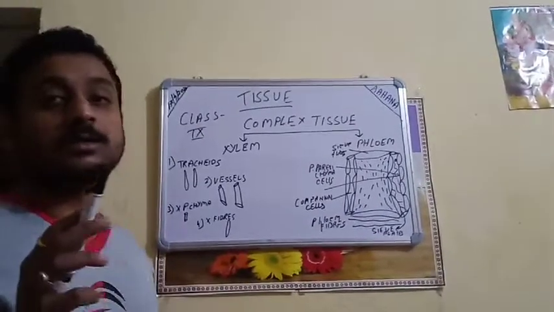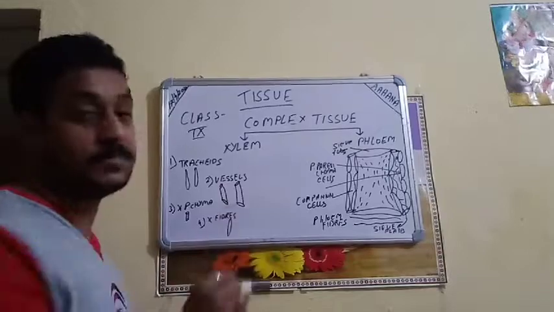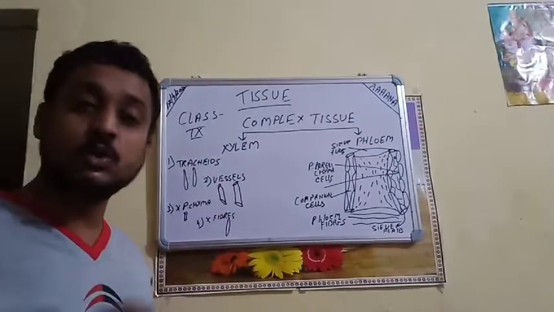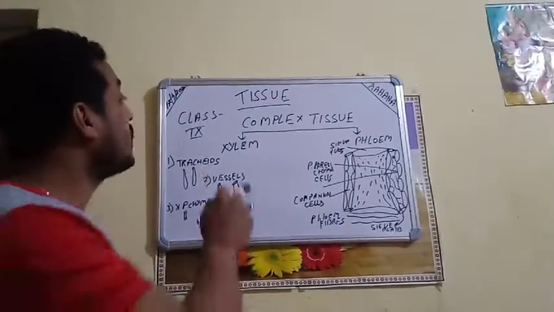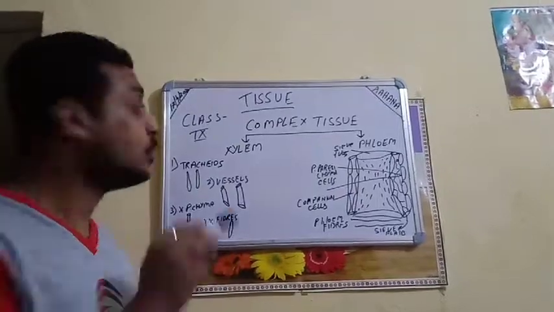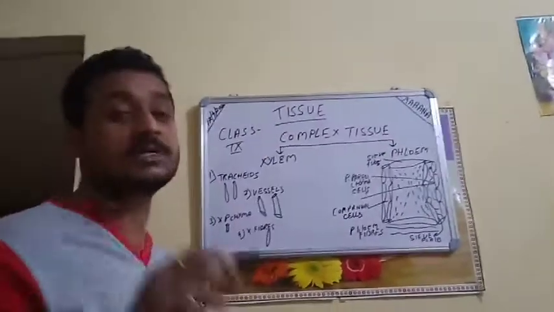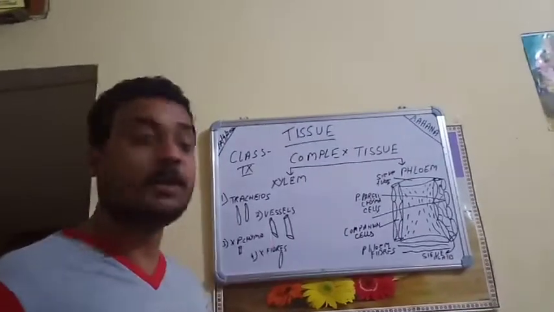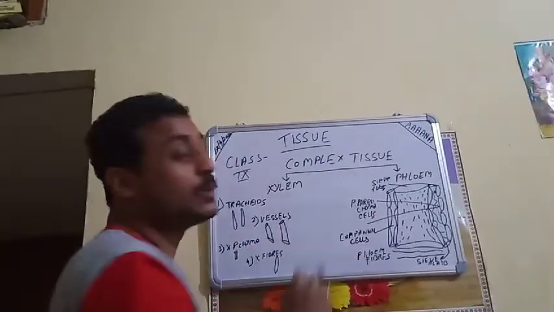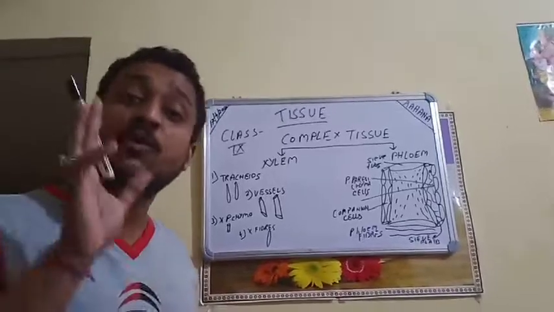Today, the chapter for class 9 is tissue. Yesterday, we were going through tissue only, but yesterday our topic was simple tissue. Yesterday, we have seen simple tissue, that is parenchyma, collenchyma, and sclerenchyma. Today, we will see the complex tissue in plant, that is the xylem and the phloem.